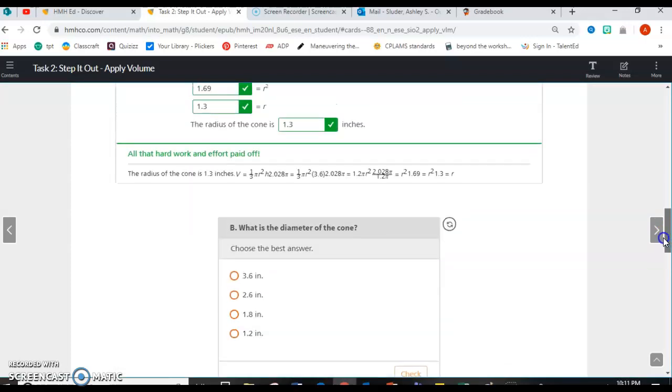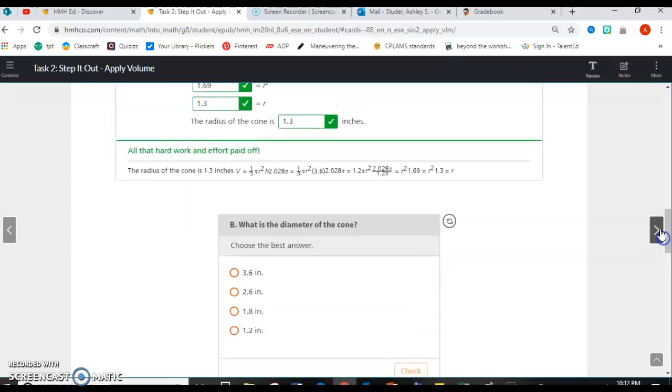Ooh, so if the radius of the cone is 1.3 inches, what is the diameter of the cone? Remember, the radius is half of the diameter, or in other words, the diameter is 2 times the size of the radius. So 1.3 times 2 gets me 2.6. Perfect.